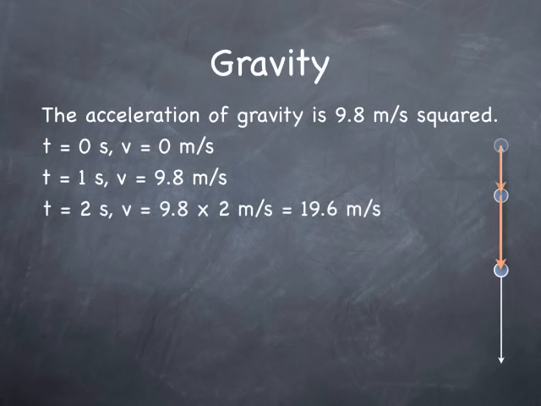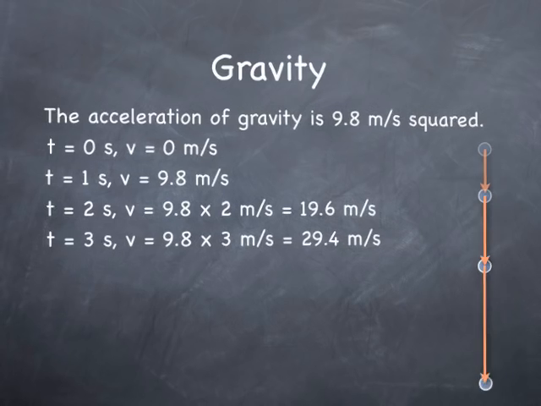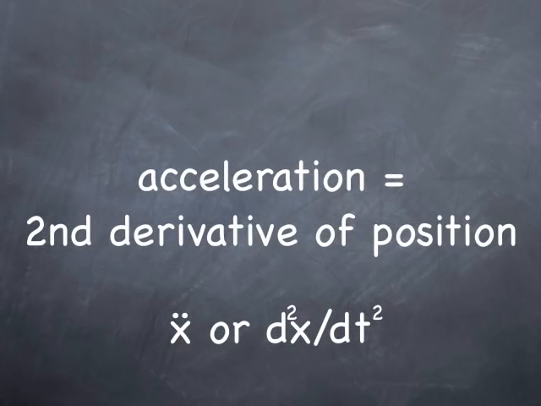At time 2, after another second, we are going an additional 9.8 meters per second down, for a total of 19.6 meters per second down. And at time 3, we add yet again another 9.8 meters per second, so our total velocity is now 29.4 meters per second. This is why, when you drop things, they start falling faster and faster and faster. Acceleration is the second derivative of position. It is written as x double dot or d squared x/dt squared.